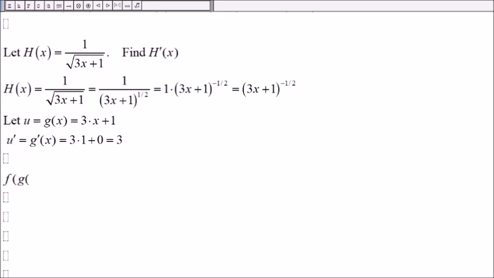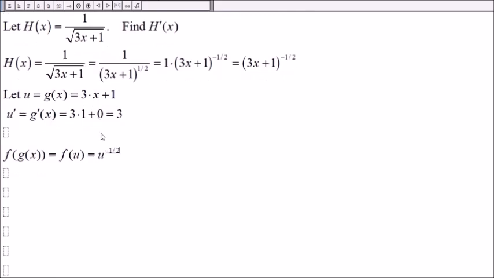And then f of g of x is the same as f of u. And u is 3x plus 1, so f of u will be u to the negative 1 half. And then we need the derivative right here. So we want the derivative of f of g of x, and we also want the derivative of u.